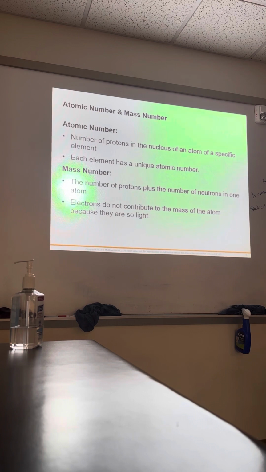Understand what isotopes are. What's an isotope? They are atoms that have the same atomic number. Mm-hmm. Same number of protons but different mass. Yes, that's right. So if they have the same atomic number, that means that they have the same number of protons. And if their mass number is different, that means that they've got a different number of neutrons. Okay? Good.